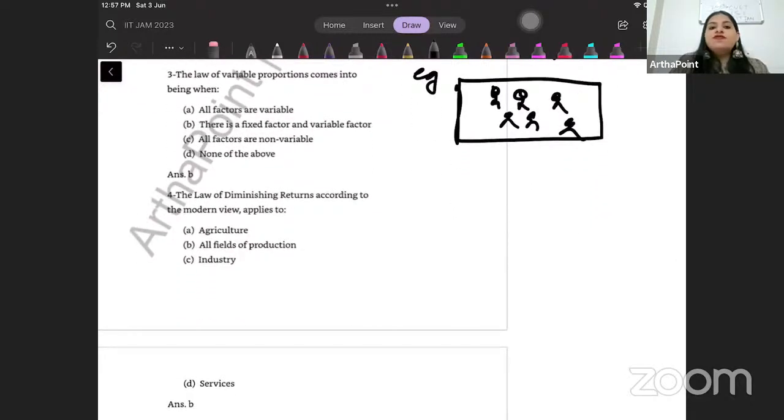The law of variable proportion comes into being when? So, variable proportion is always a short run concept.